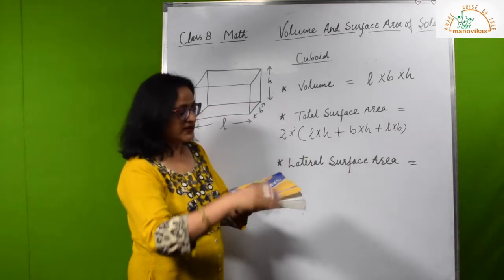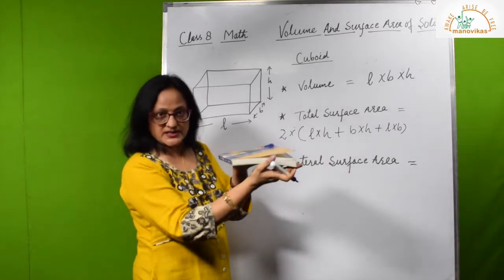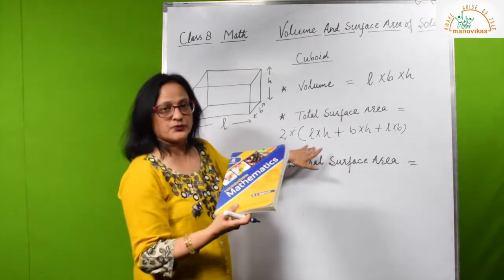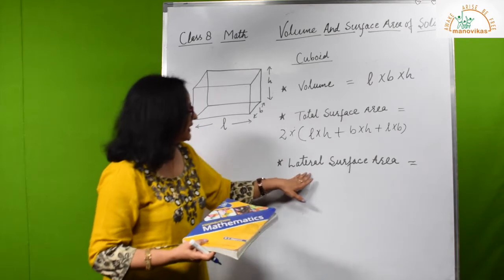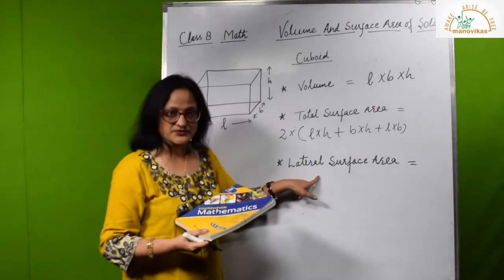If we use this formula, we can find this whole outer area of the cuboid. Now the lateral surface. What is the difference between the total surface area and the lateral surface area?